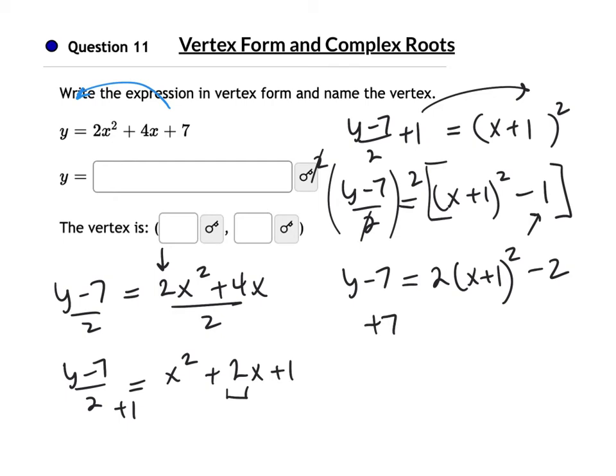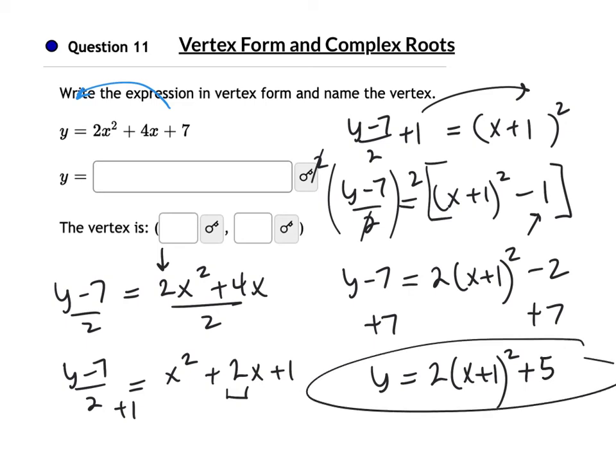Last step is to add 7 to both sides. Y equals 2 times x plus 1 squared plus 5. There's vertex form, and the vertex is what makes x plus 1 zero. That would be when x is negative 1. When you plug in negative 1 for x, you end up with y being 5.